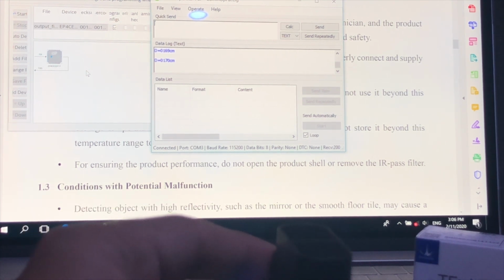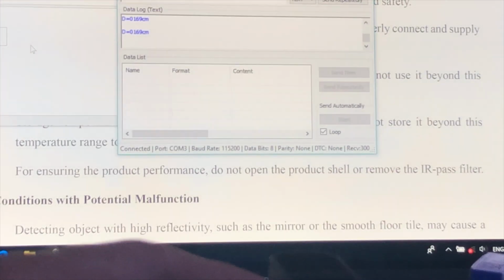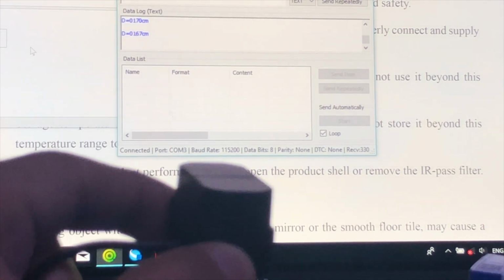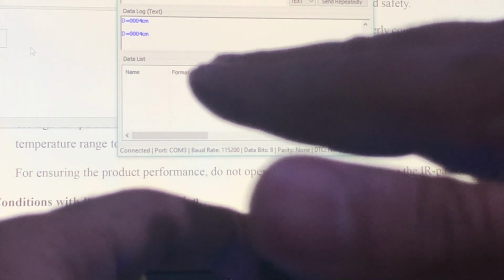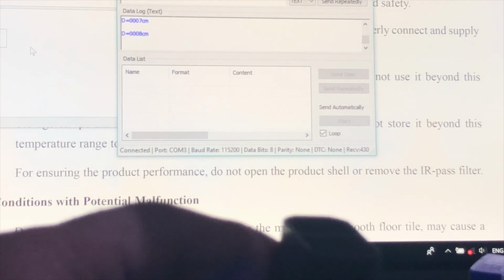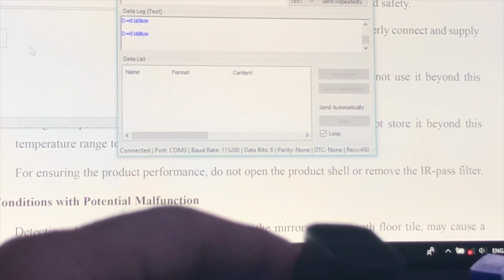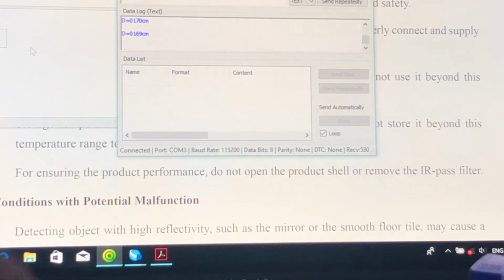All right, and now it's 169 or 170 centimeters. If I just put my hand a little bit closer, we can see that the distance will drop to 4 centimeters, farther away a little bit, 5 centimeters, and then 7 centimeters. If I remove it completely, it will return back to 169 or 170 centimeters.